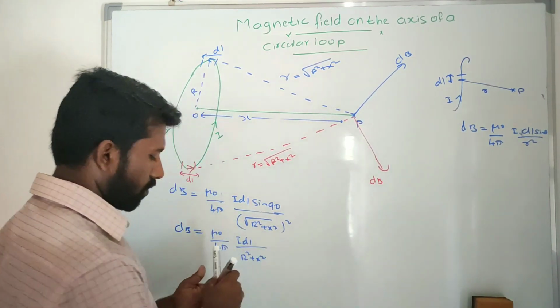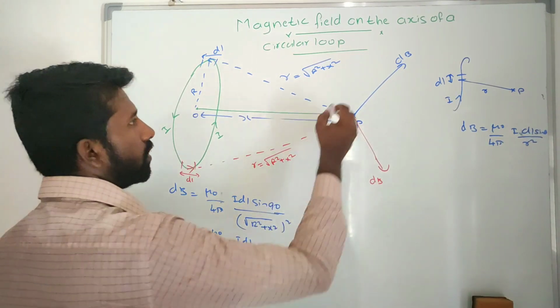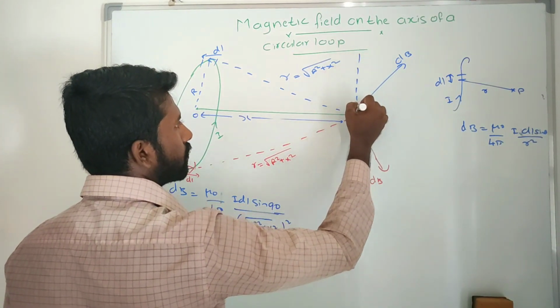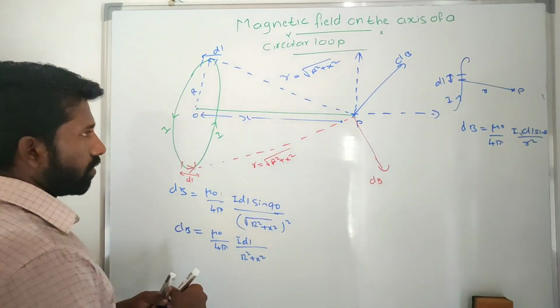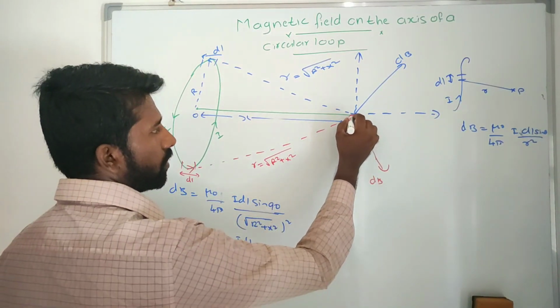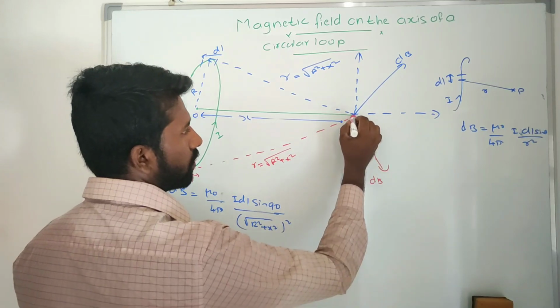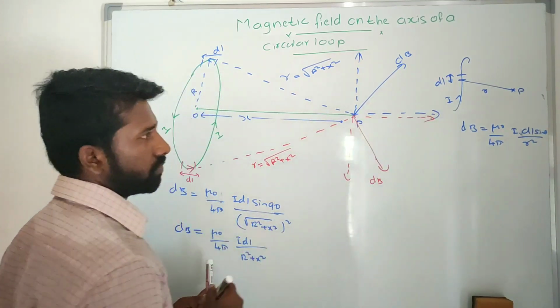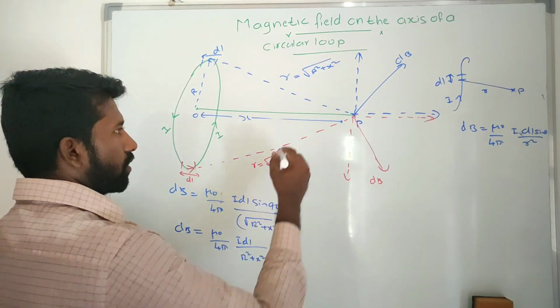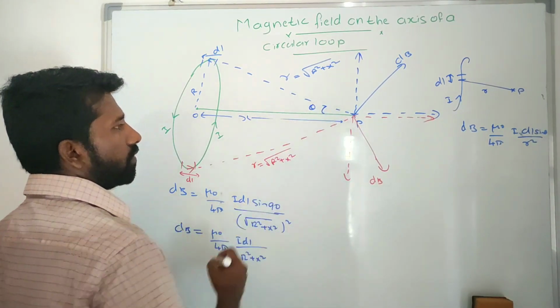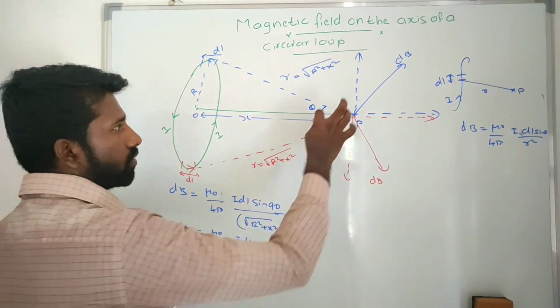Clear? Now I am going to split this dB. This is one component and this is the other component. I split this dB and get one component here and another component here. Then I am assuming this is theta. If this is theta, what about this angle?